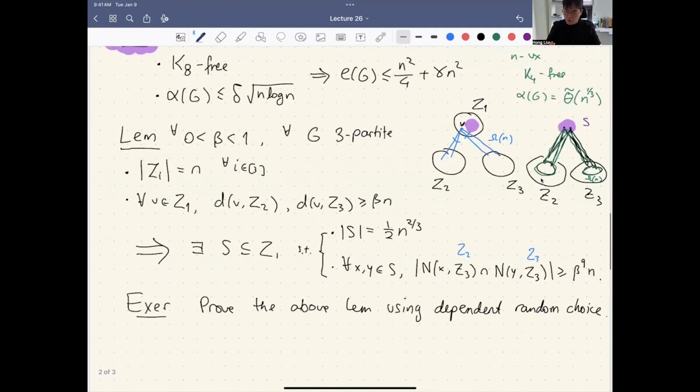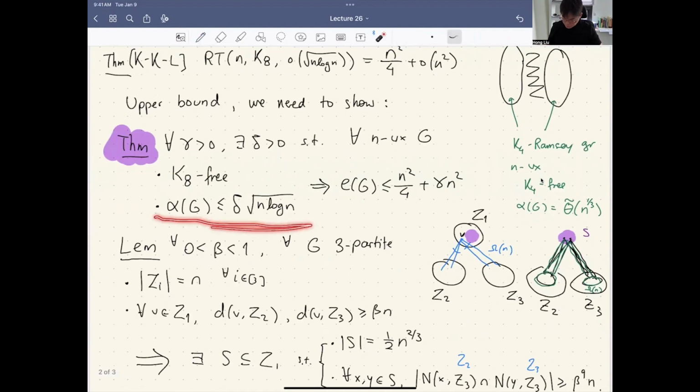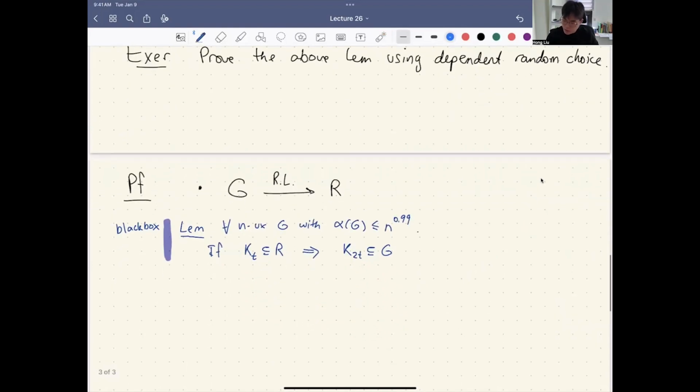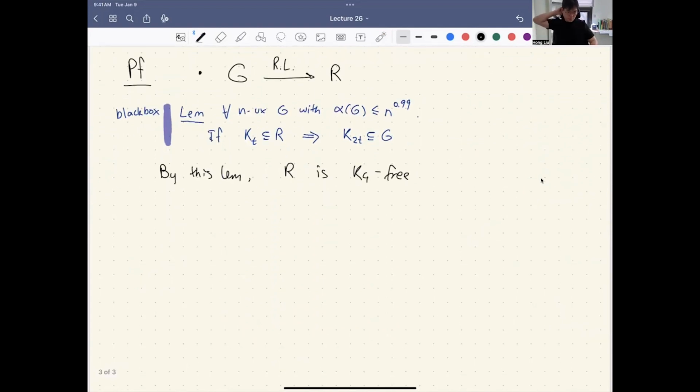We can apply it here because our graph G has independence number polynomially smaller than n. It's actually square root n roughly. So applying the contrapositive of this lemma, we know that the reduced graph must be K4 free, because if we have a K4, we will have a K8. But our graph G is K8 free, right? So by the above lemma, R is K4 free. Okay, very good.